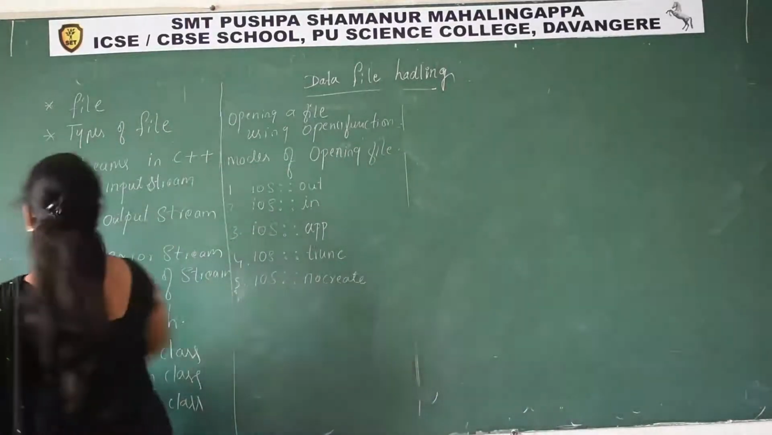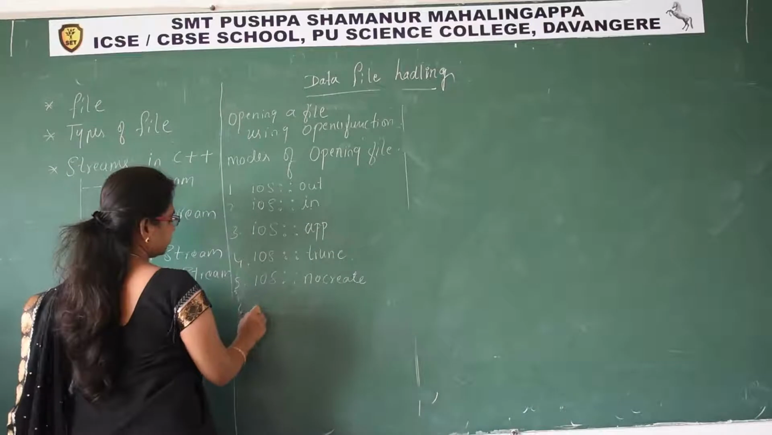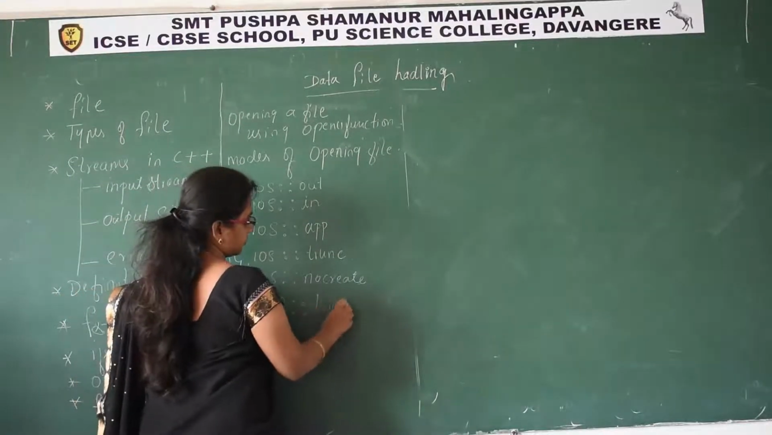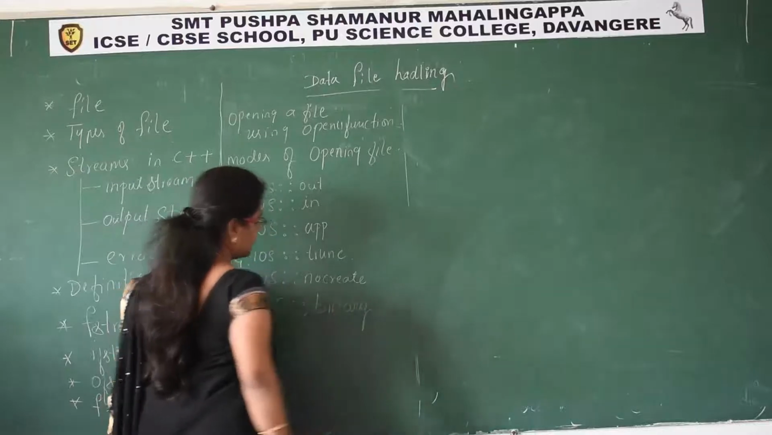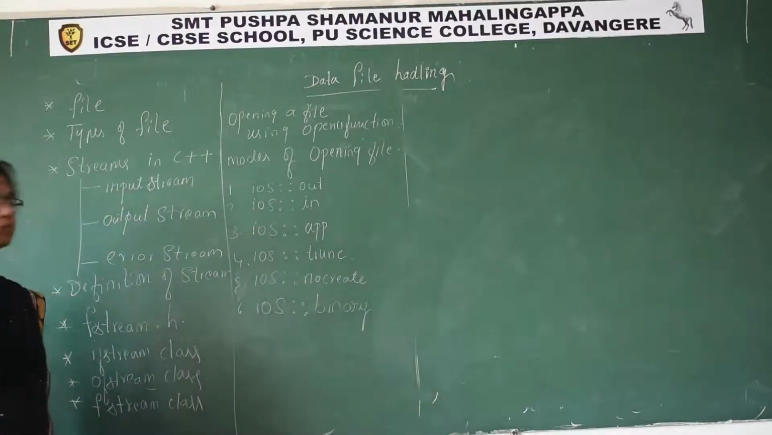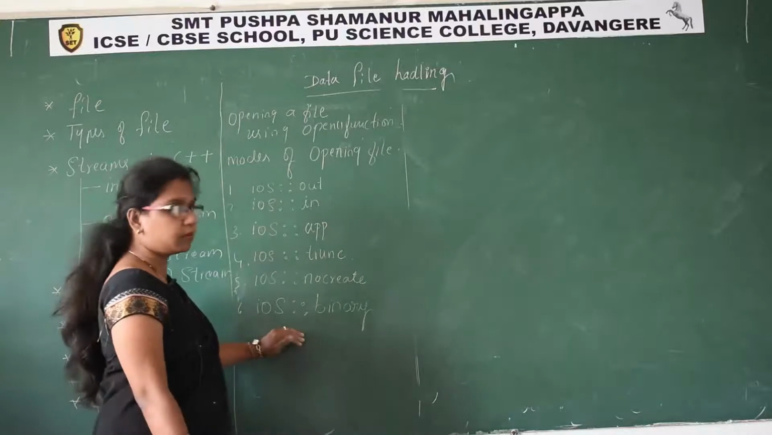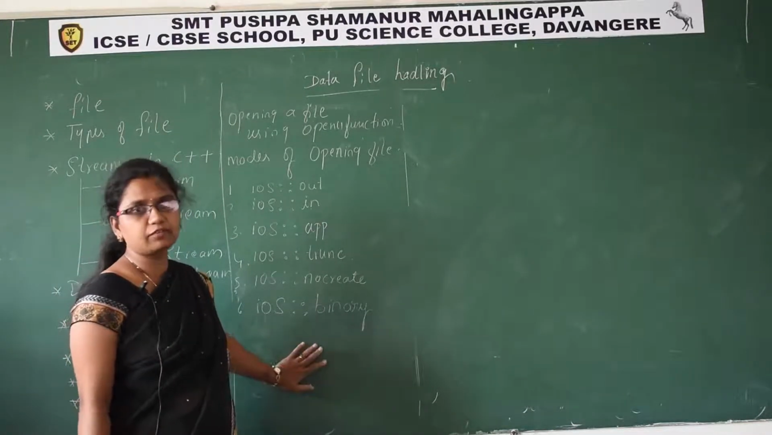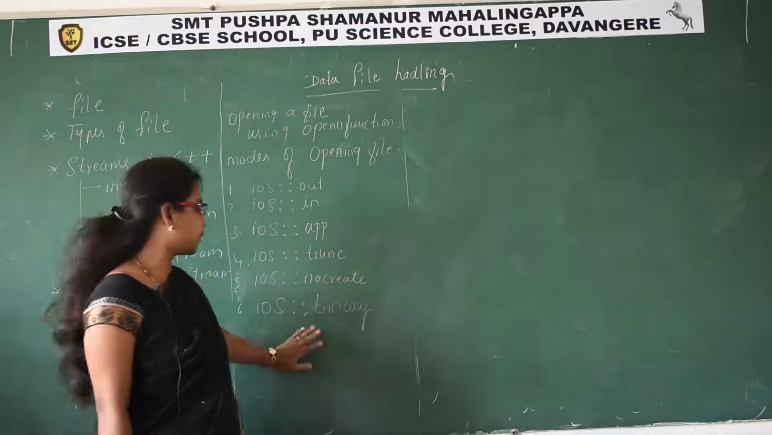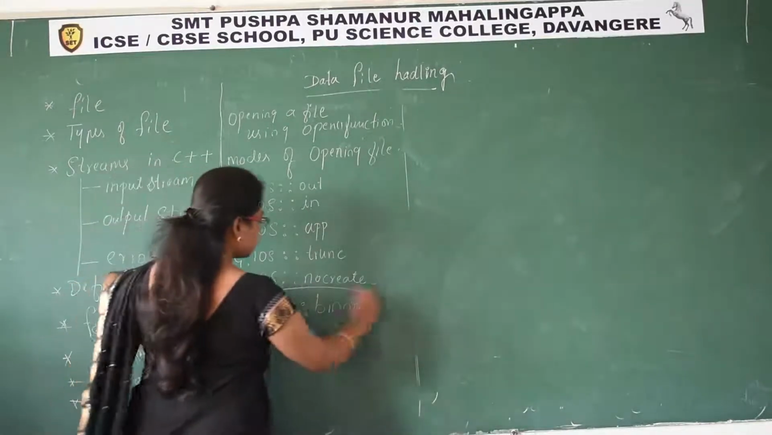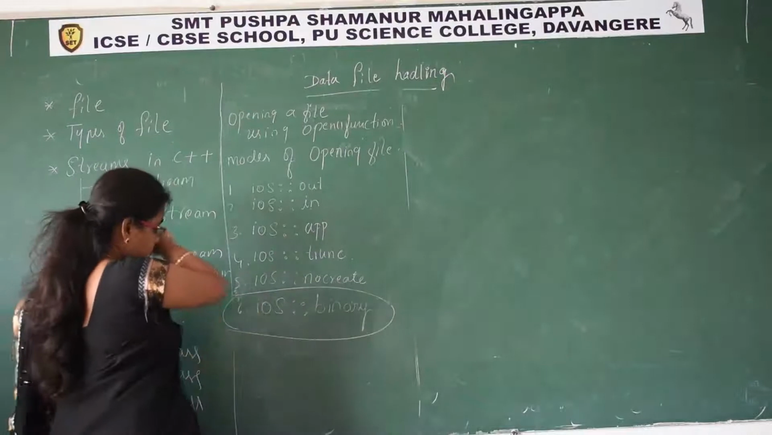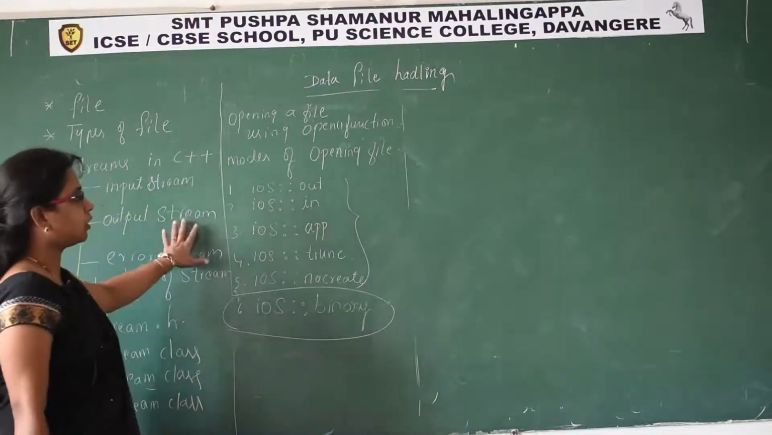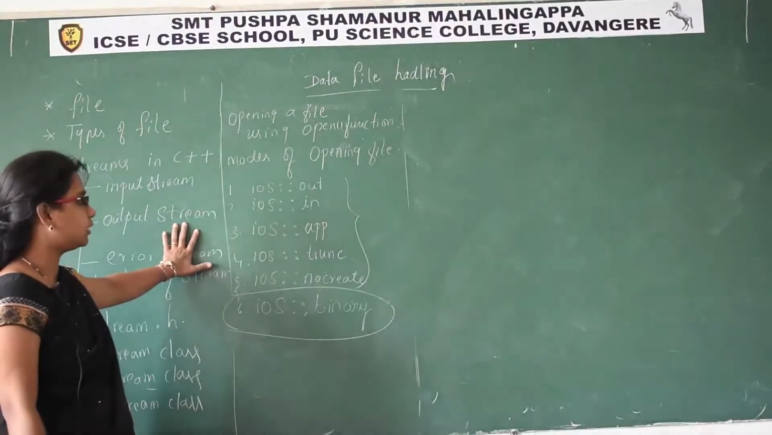Another mode, binary mode. It means you are going to open the file in binary mode. So the data will be stored in the file in a binary format, ones and zeros format. So this mode we shall discuss later. I hope you understood these modes: out, in, append, trunc and no create.